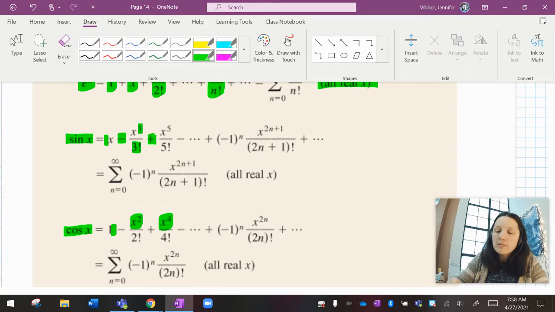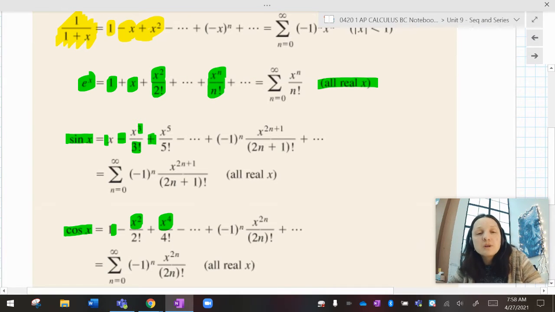And if you're thinking, Mrs. Vibber, I'm never going to remember that, I got two ways for you to remember it. Number one, sine is an odd function because it's a transformation of itself after a rotation of 180 degrees through the origin. Sine is symmetric with respect to the origin. It's an odd function, so it has odd powers. Cosine, which is an even function because it's a reflection of itself over the y-axis, has even powers. Okay? So there's your mathematical reasons for why sine is the odds and cosine is the evens.